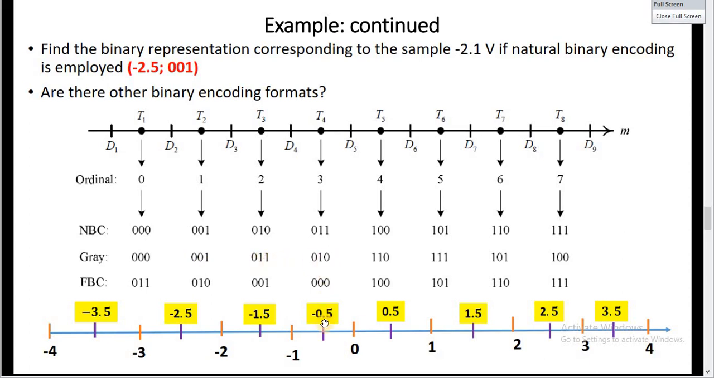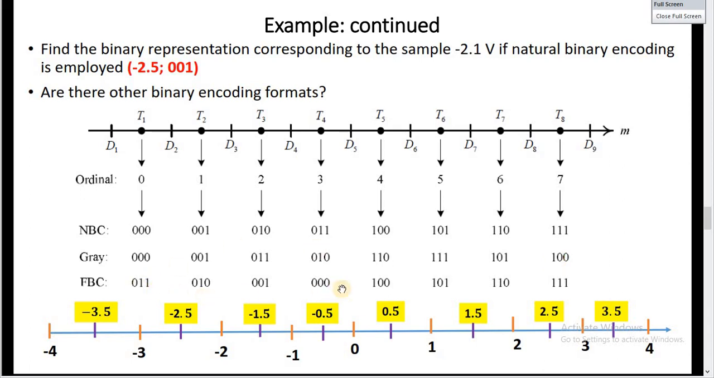Next, this level -0.5 is assigned 010. This 010 differs from the previous sequence by one binary digit, and so any sequence differs from its neighbors by one binary digit. We also notice that this final level also differs from the first one by one binary digit. So we have 000 assigned to the first level, and 100 assigned to the last level, and both of them differ from each other by one binary digit.